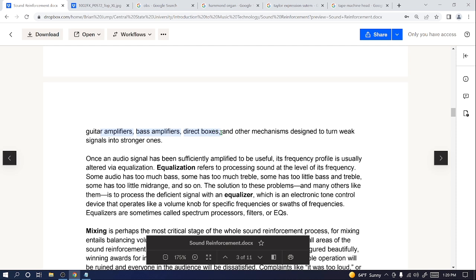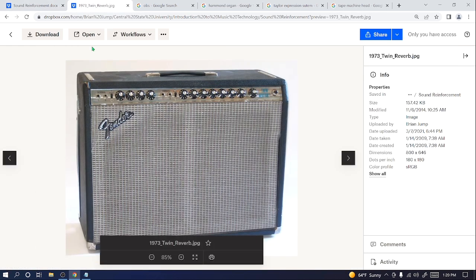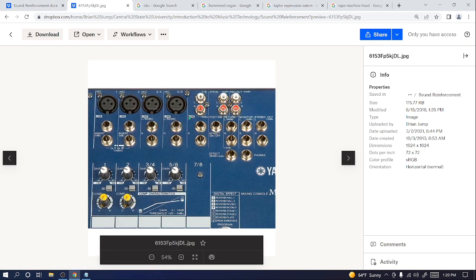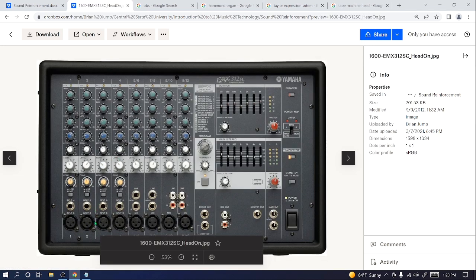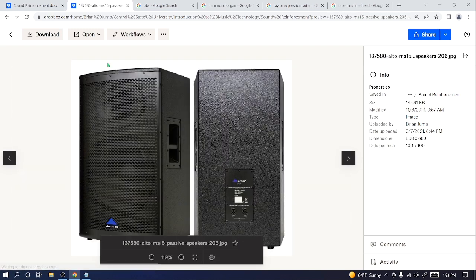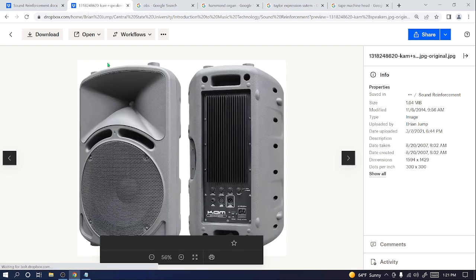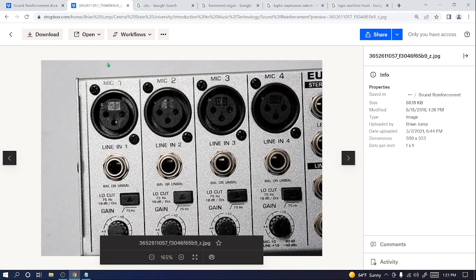Guitar amplifiers, bass amplifiers, direct boxes, and other mechanisms are designed to turn weak signals into stronger ones. In addition to finding preamplifiers on your mixing boards, right? Here they are. Guitar amps have a preamp section. It remains true that the most commonly found preamplifiers are going to be at the top of your devices. Here's a close-up of them.